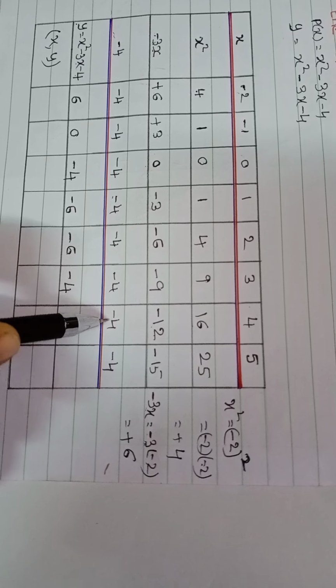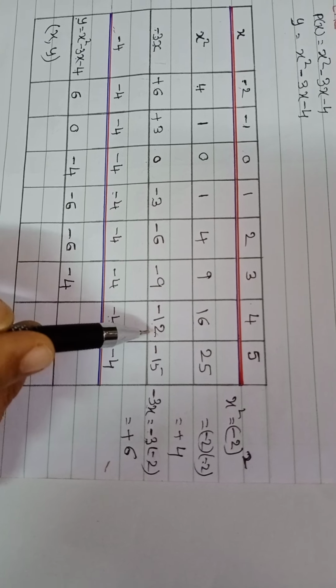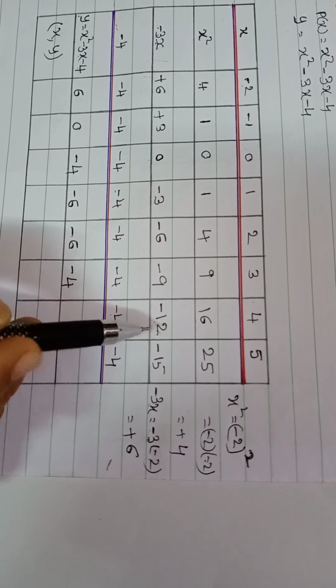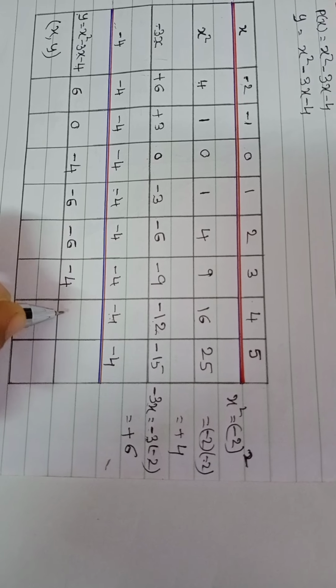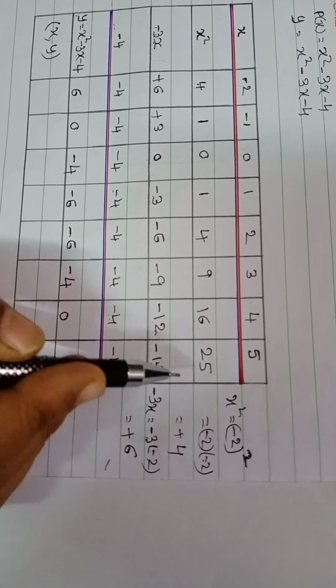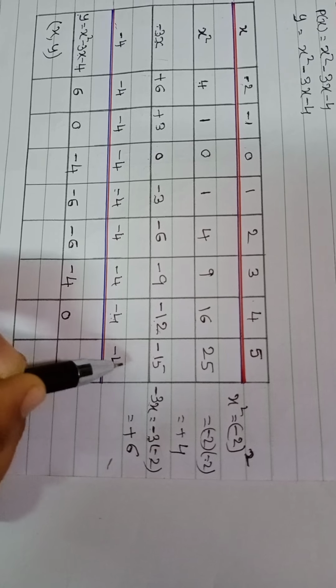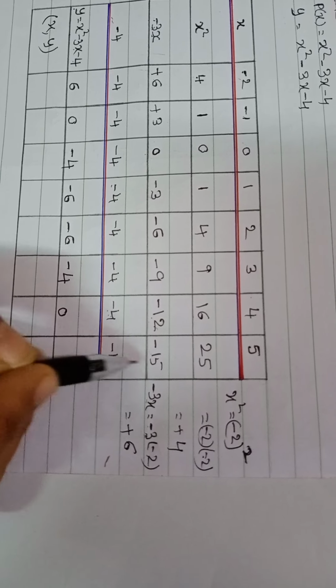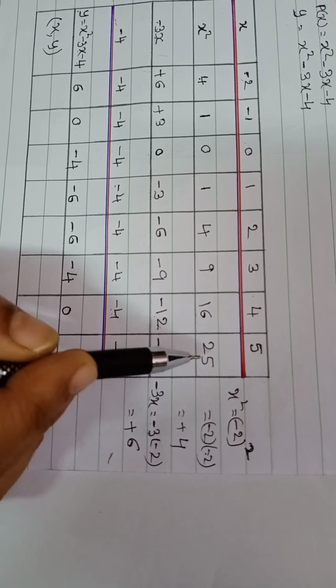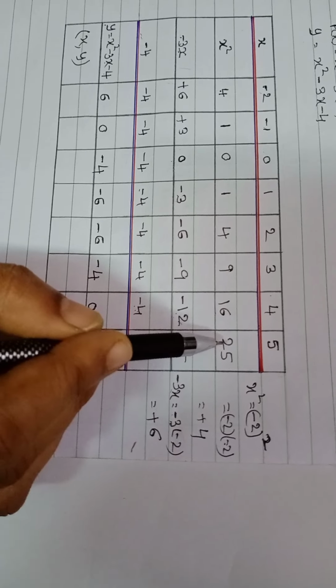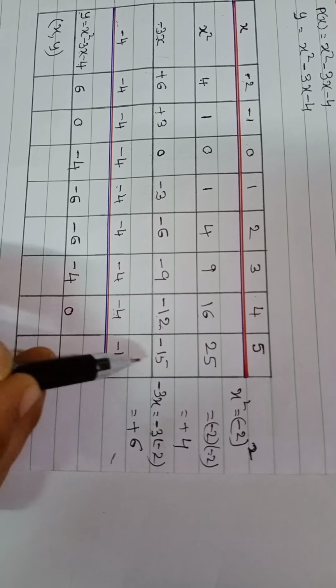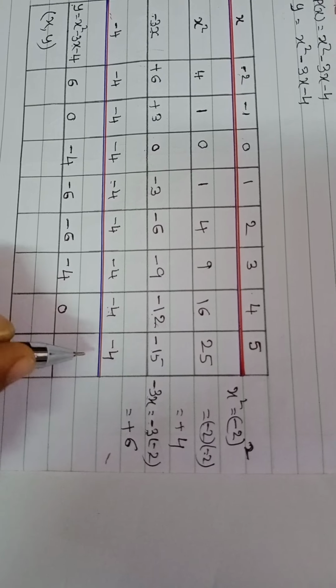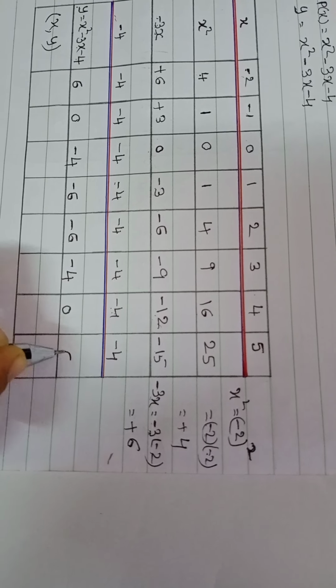Minus 12 minus 4, minus 16. Minus 16 plus 16 is 0. Minus 15 minus 4 is minus 19. Minus 19 plus 25. Plus 25 minus 19. 25 minus 19 is 6.